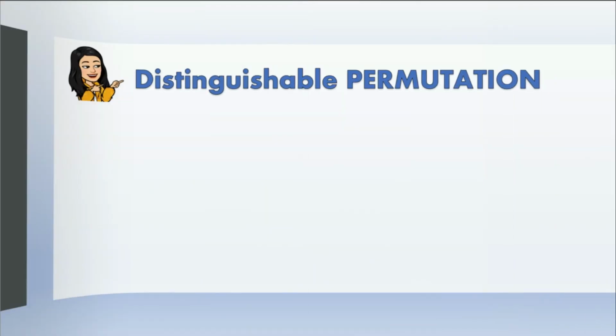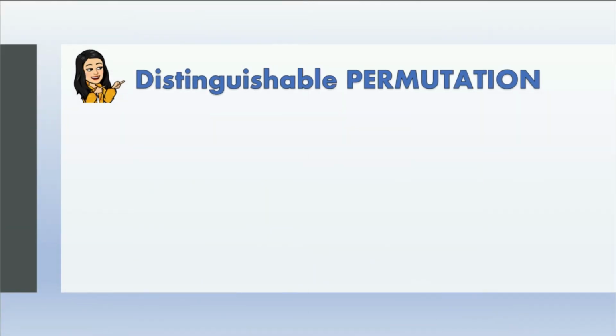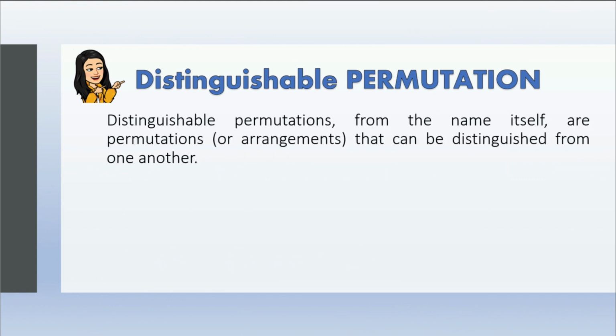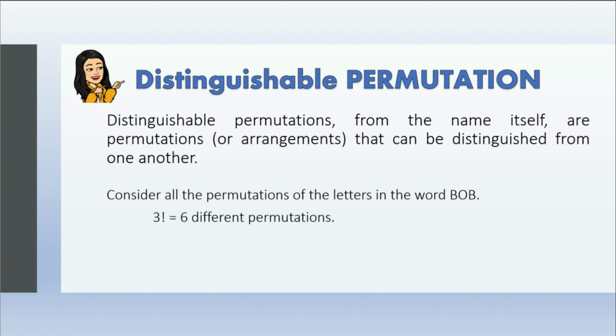Next is the distinguishable permutation. Distinguishable permutations, from the name itself, are permutations or arrangements that can be distinguished from one another. Consider all the permutations of the letters in the word BOB. Since there are 3 letters, there should be 3 factorial, which is equal to 6 different permutations.